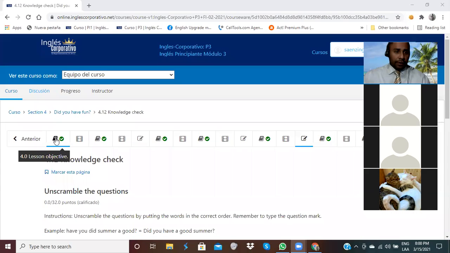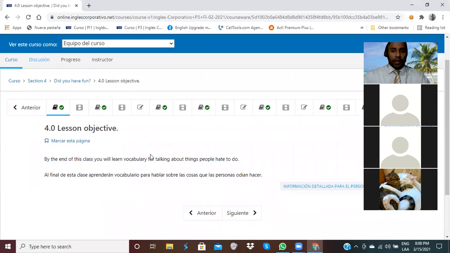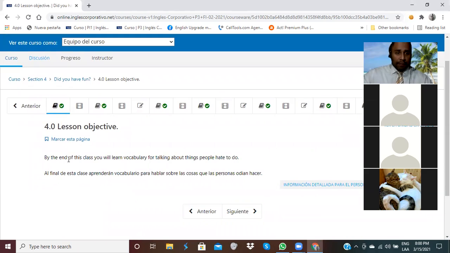So for today's class, we are going to be moving on to section number four, lesson objective. By the end of this class, you will learn vocabulary for talking about things people hate to do. Al final de esta clase, aprenderán vocabulario para hablar sobre las cosas que las personas odian hacer.